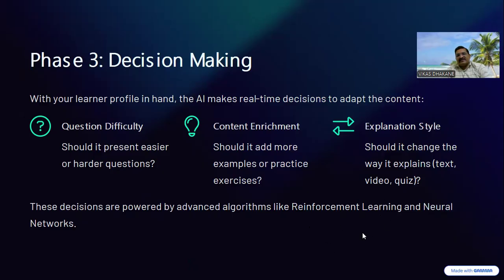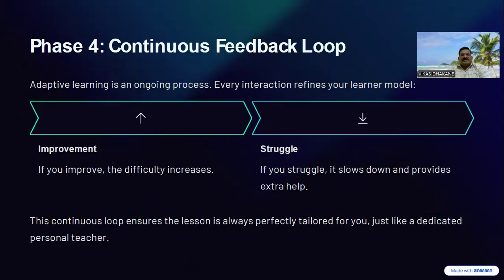This reinforcement learning algorithm is nothing but what? Studying the responses of the learners, and on the basis of that, taking the next decisions. Okay. And the last step is what? This process continues. Adaptive learning is an ongoing process. This process continues until the learner's performance improves.